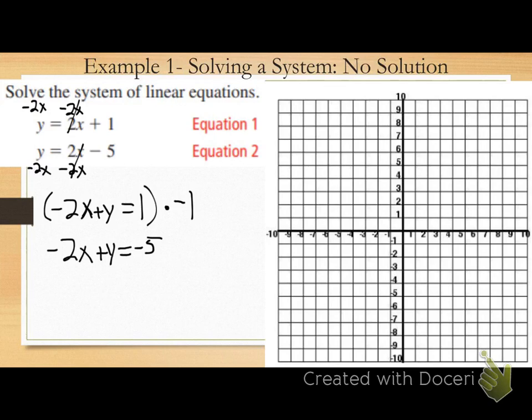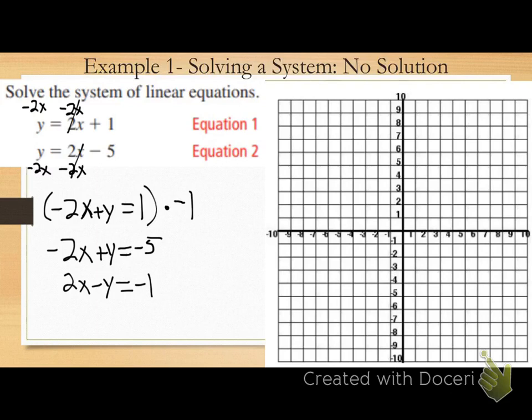Multiply this top equation by negative 1 to change my signs. Okay? Everything in the equation gets multiplied by negative 1. So what's negative 2x times negative 1? 2x. Positive 2x. Negative 1 times y, negative y. Negative 1 times 1, negative 1. Am I moving too fast for anybody? Slow me down if I need to.